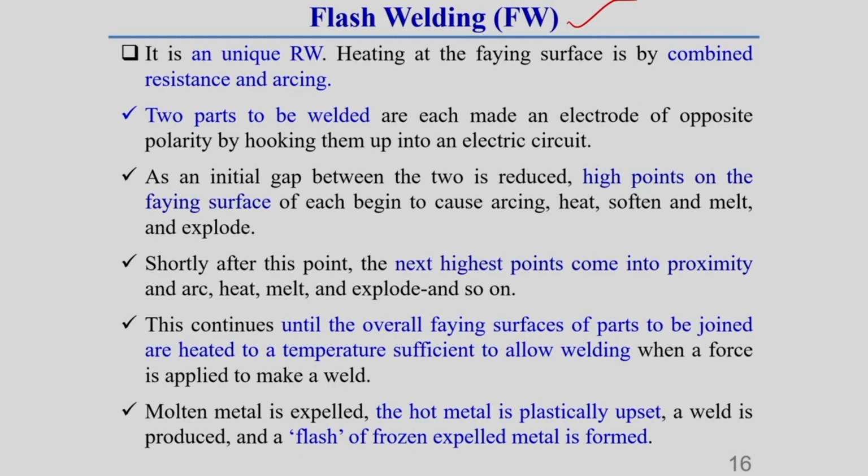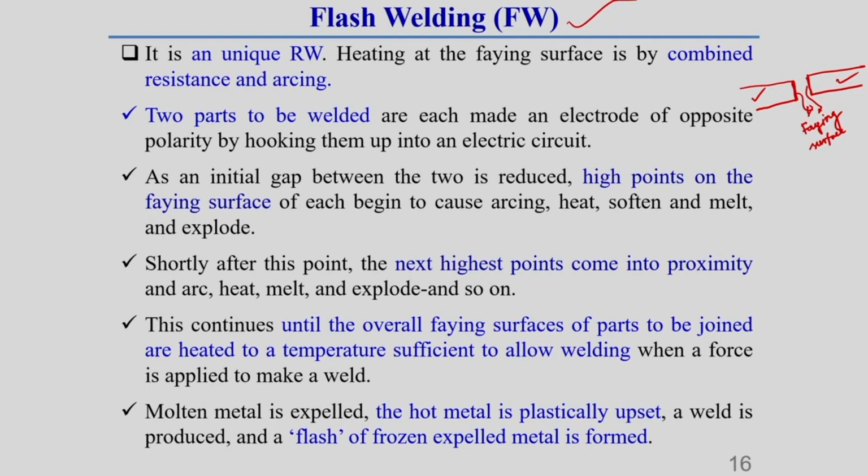It is a unique type of resistance welding process, because here the faying surface is generally heated by a combination of resistance and arcing. Now, you should keep in mind what a faying surface is. Let these two workpieces be the ones we are going to join together, this is one workpiece, this is another workpiece. The faying surface is the surface where the welding is produced. These two surfaces are generally called faying surfaces. This is one faying surface, this is another. Faying surface means the surface where the welding is produced.